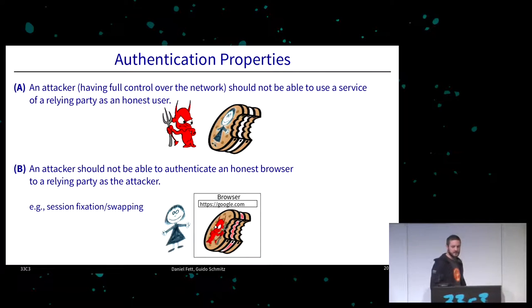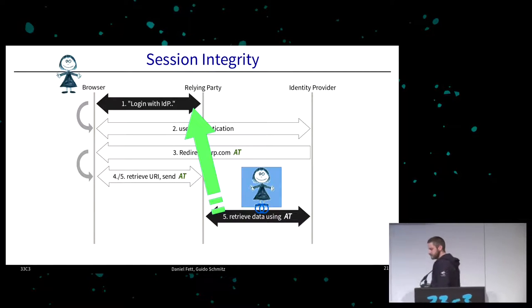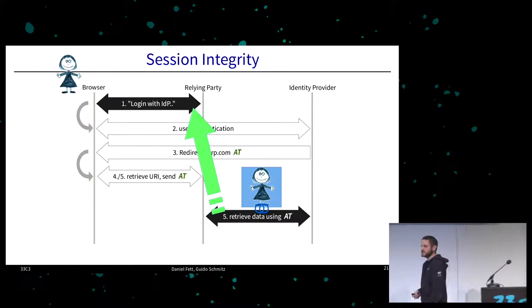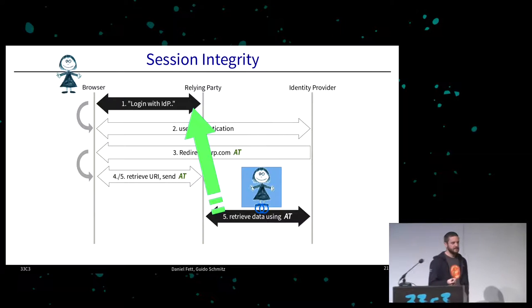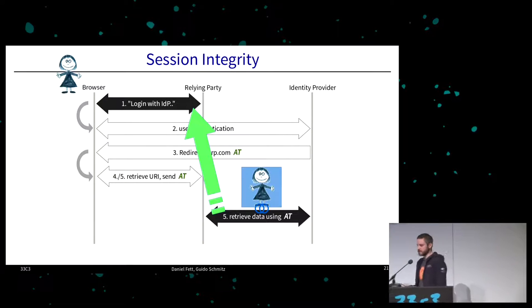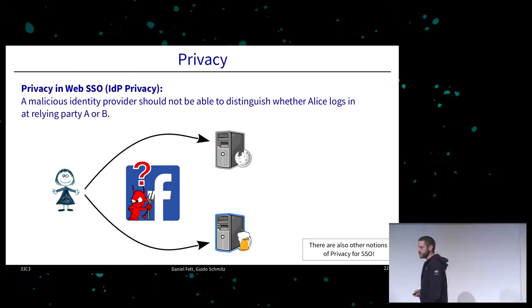Then we also have another property that is important, namely session integrity. Session integrity means that if the relying party acts on Alice's behalf at the identity provider or retrieves Alice's data at the identity provider, then Alice explicitly expressed her consent to log in at this relying party. So, yeah. This is session integrity.